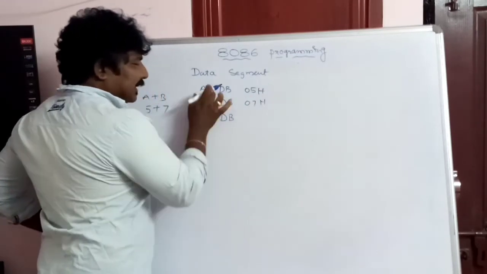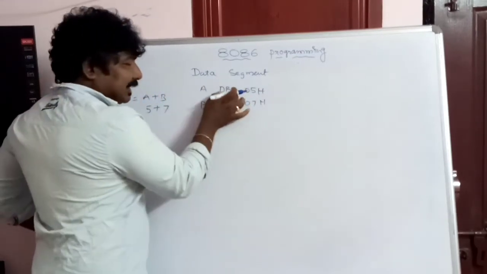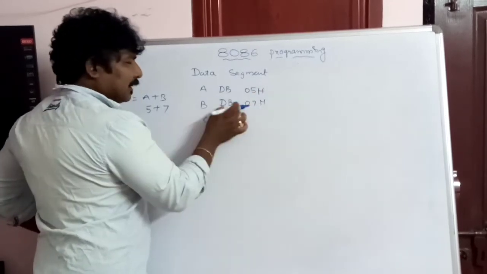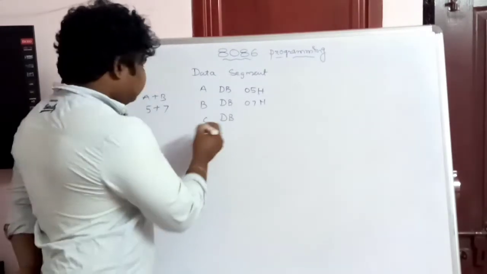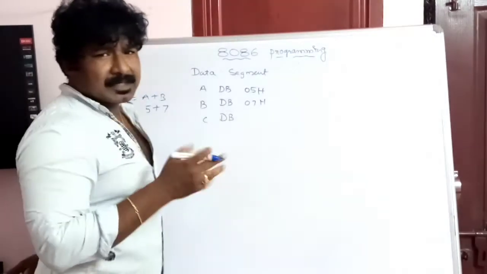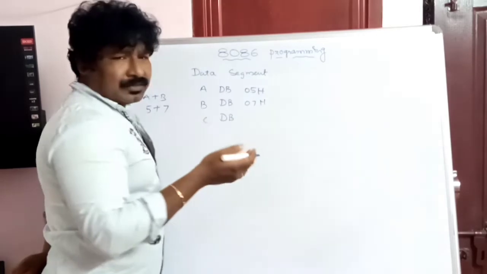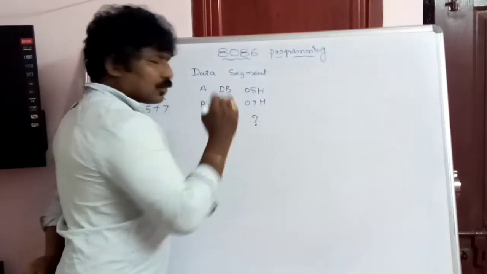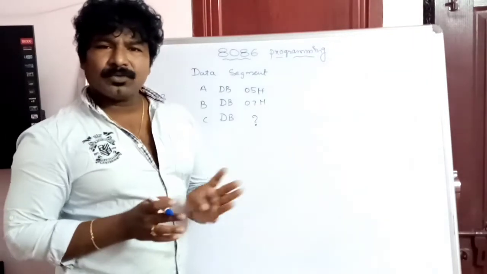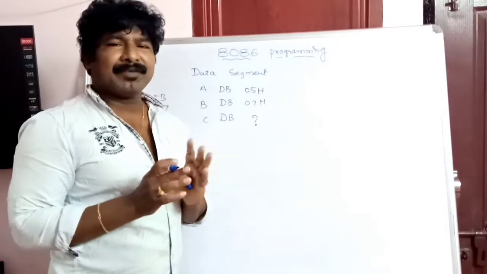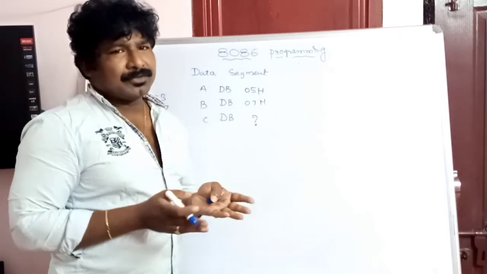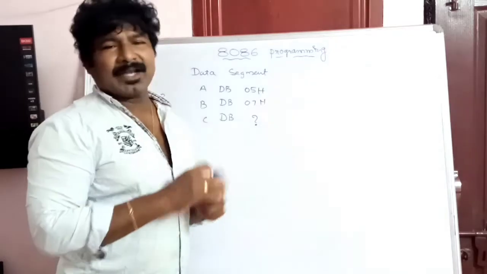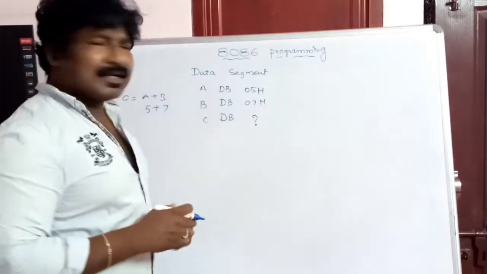So I have declared a variable called a with db, that is define byte, and this is 05h, and this is b db 07h. This C is the result variable. Prior to the programming I didn't know its value, so I need to find it out, so I'll put a question mark for this. Whenever you don't know the value of a variable, you can put a question mark for that, so that you can later assign a value to that variable. Okay, so this is the declaration part.